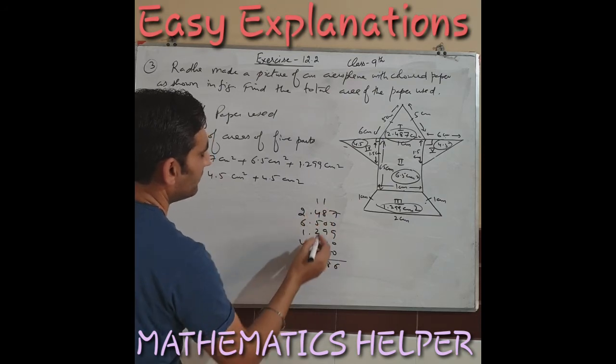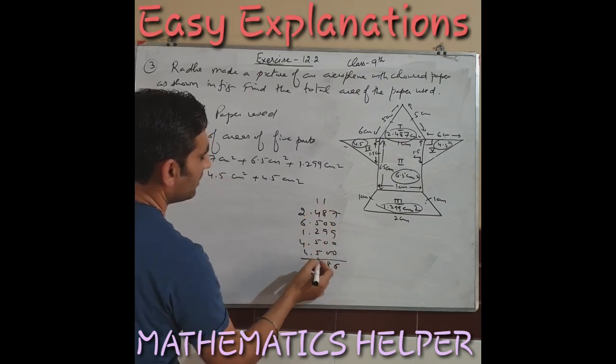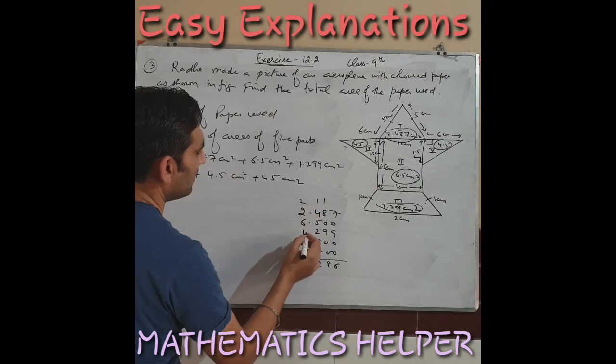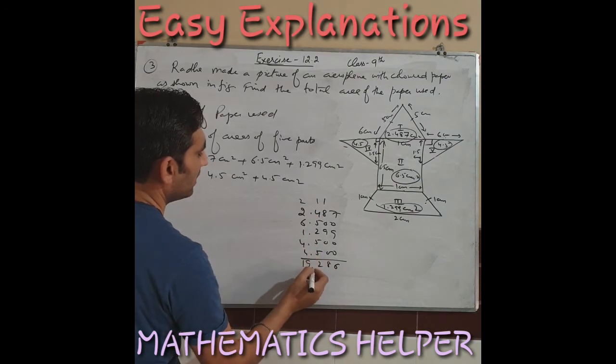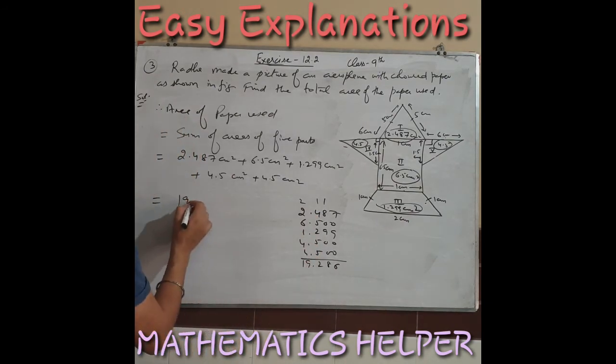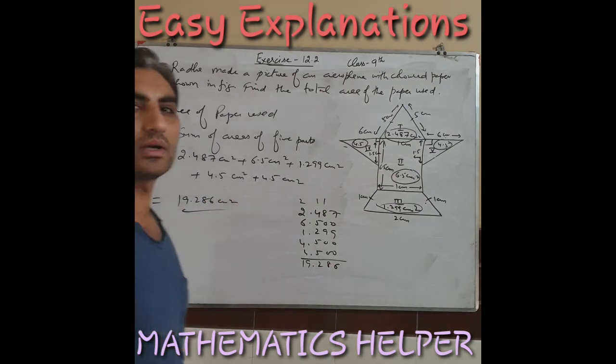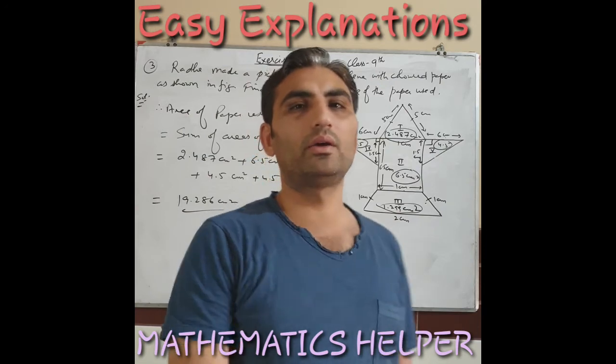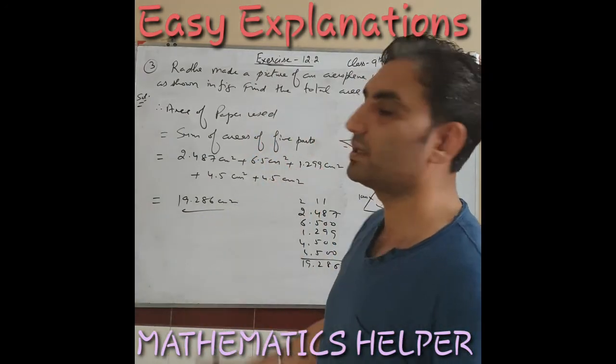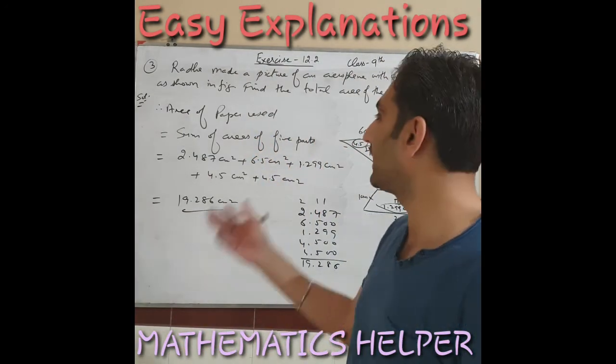18, 1 left. 10, 17, 22, 2 left. 10, 15, 19. So it is 19.286 centimeters square. This was a long question with 5 parts given. I hope you are understanding all these things in the easy way as I explained here.